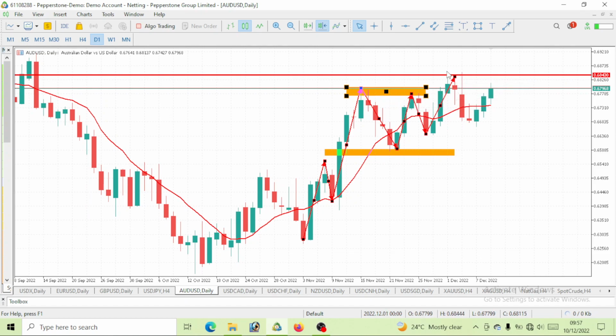You would know how I liked this level, about 3 weeks ago. I told you that price should be able to hit this level before a pullback will happen. Now, price has hit this level, and a pullback has been made on this AUDUSD.